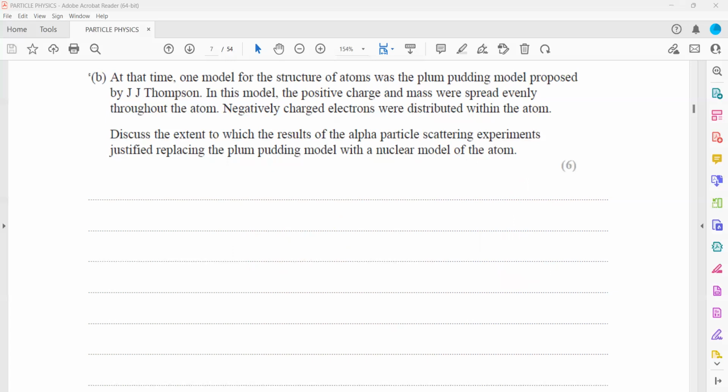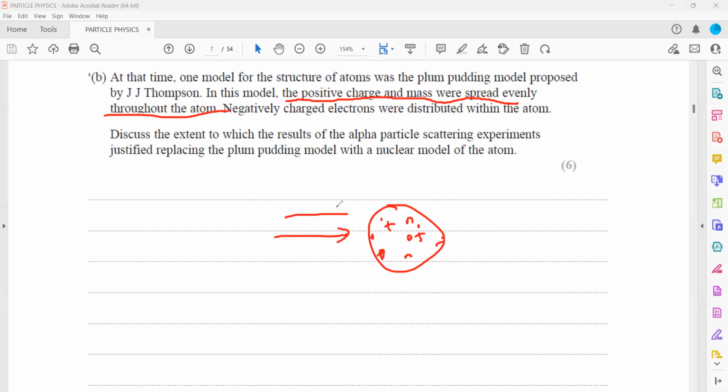First, what are the observations, and then from the observations, what are the conclusions? We observe most of the alpha particles pass through. So if most of the alpha particles are able to pass through, it means a major portion of the atom is empty. So if a major portion of the atom is empty, the plum pudding statement cannot be correct, because it mentioned positive charges and the mass were spread evenly throughout the atom. If the protons and neutrons were spread evenly, alpha particles would not be able to pass through, according to plum pudding.